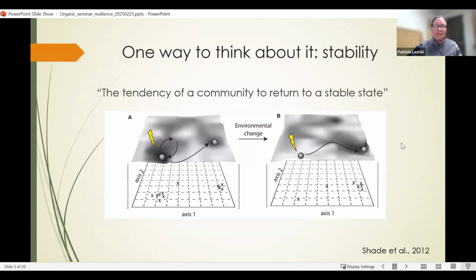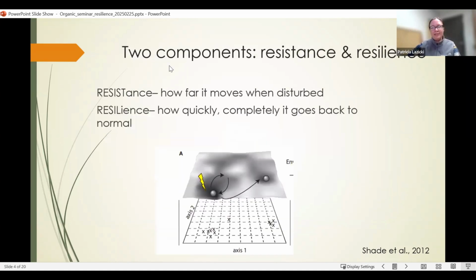So this is a common way to think about it in ecology, and it has two components that you guys brought up in your definitions. First of all, resistance. How does it resist the change? How far does it move when it's disturbed? And then resilience is the second part. So it's been disturbed. How quickly does it bounce back? How completely does it go back to its normal state? So we'll be talking about these a lot.